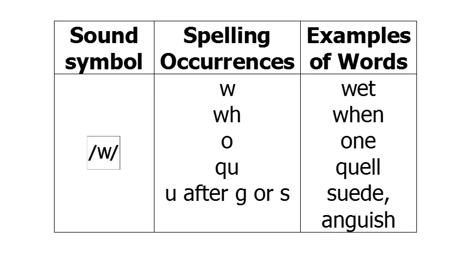This sound is pronounced w. It is got from W, can be got from WH, it can come from O, it can be got from QU, we can also get it from U after G or S. So we have wet, when, one, quell, sweet, anguish.